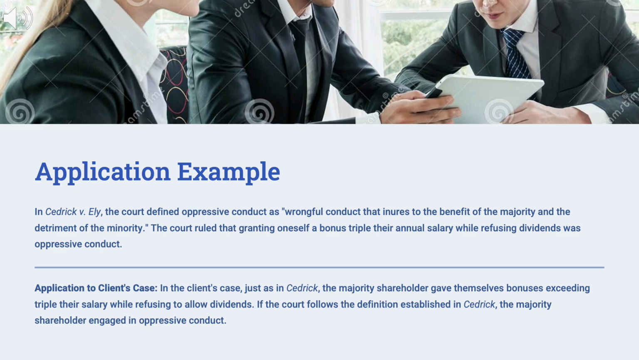The conclusion is conditional. "If the court follows" is the appropriate hedging language for an office memo that is predicting how a court is likely to rule, rather than stating a certain outcome. This example demonstrates the concise, direct style that effective application paragraphs require.